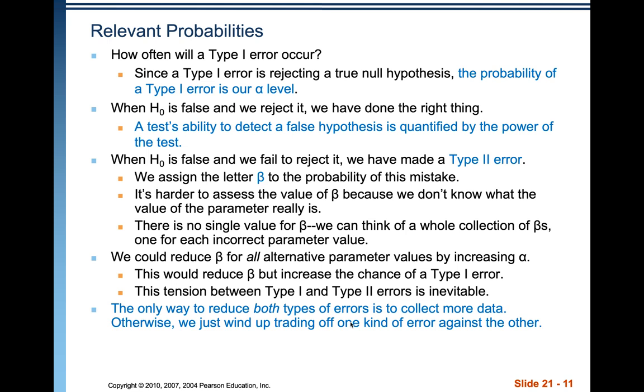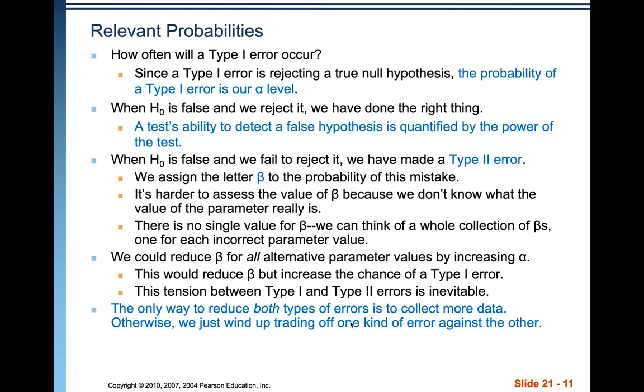We assign the letter beta to the probability of this mistake. It's harder to assess the value of beta because we don't know what the value of the parameter really is. There's no single value for beta. We can think of a whole collection of betas, one for each incorrect parameter value. If you really want to know about the calculation of power, it falls outside of the scope of this course, or the probability of beta, the probability of a type 2 error. But I am sure there are tons of videos and websites that explain it.